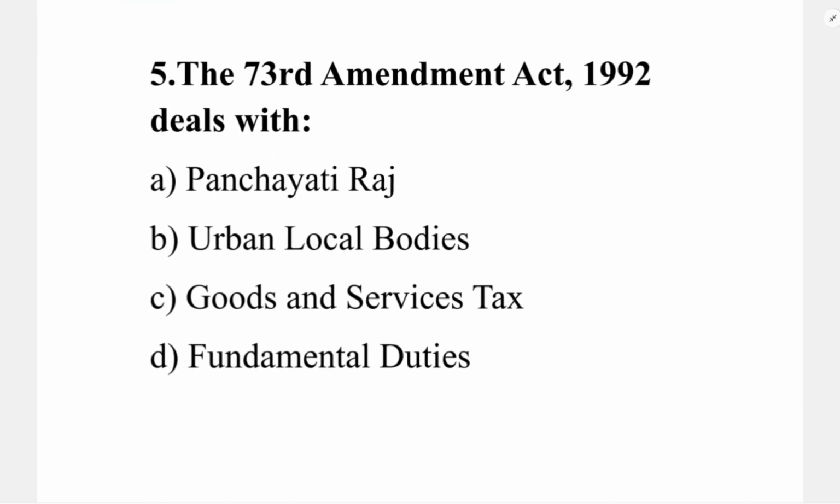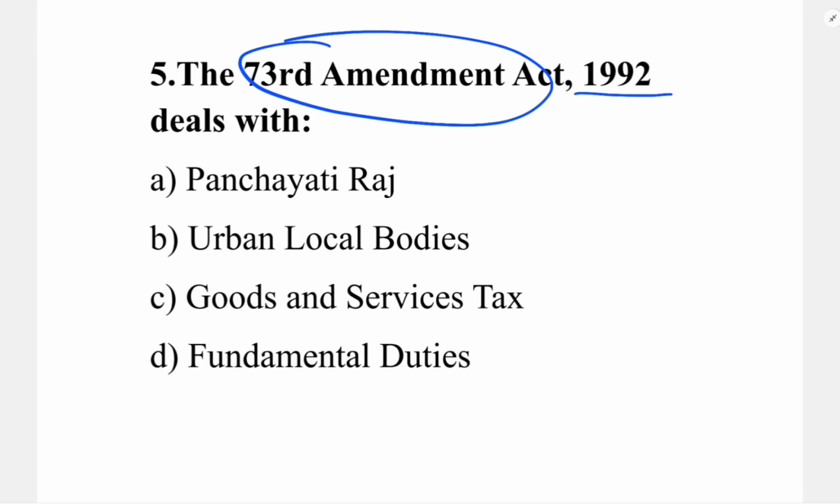Next question. The 73rd Amendment Act 1992 deals with option A, Panchayat Raj, option B, urban local bodies, option C, goods and service tax and option D, fundamental duties. Okay, the correct answer is option A, Panchayat Raj. The 73rd Amendment Act 1992 is related to the Panchayat Raj.